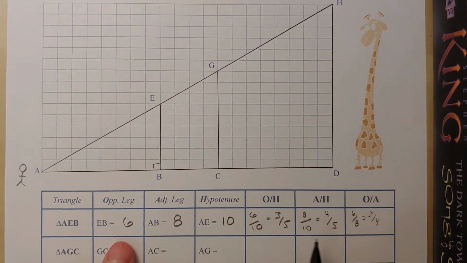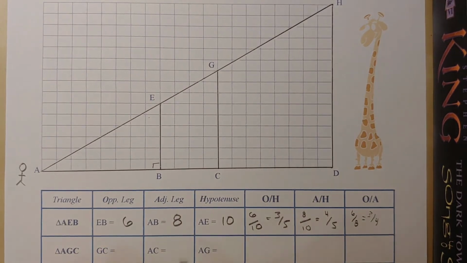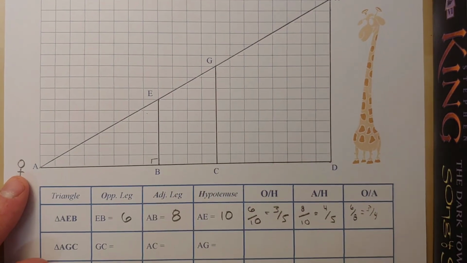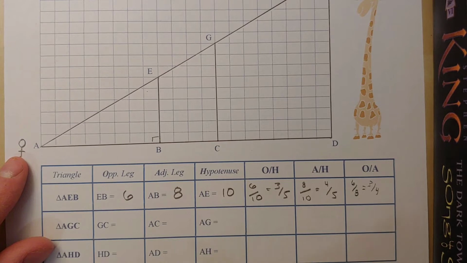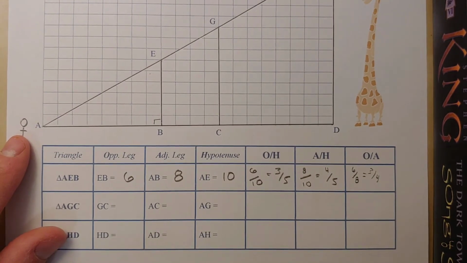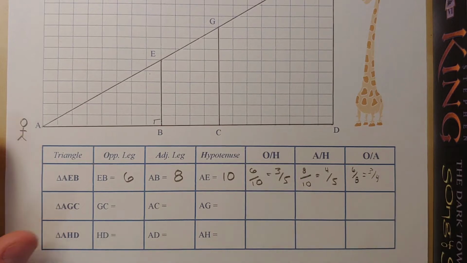What I'd like you to do right now is pause the video and fill in the rest of this table. Using the triangles above, find the lengths of all these different sides and fill in the ratios. Go ahead and pause now and try that.